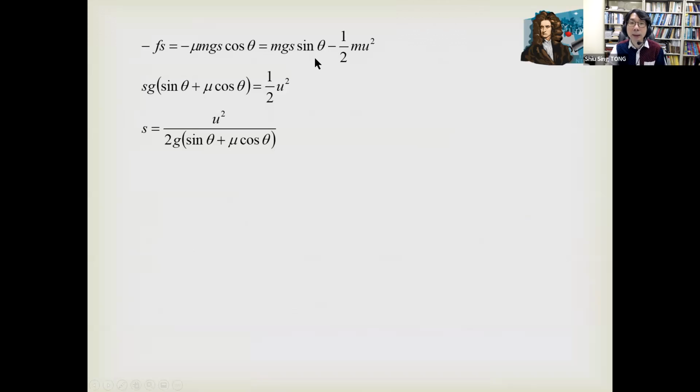Okay. Now our aim is to solve for S. So now we move all the terms with S to one side and we extract a factor of S. And the u squared, I put it on the other side and all the m are cancelled. And so rearranging this factor to the right, I got S equal to u squared over 2g times sine theta plus mu cosine theta. So that's our answer. Okay.